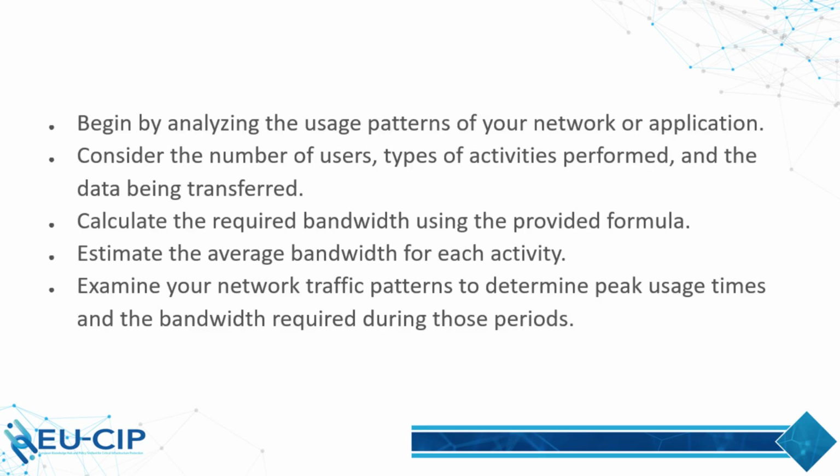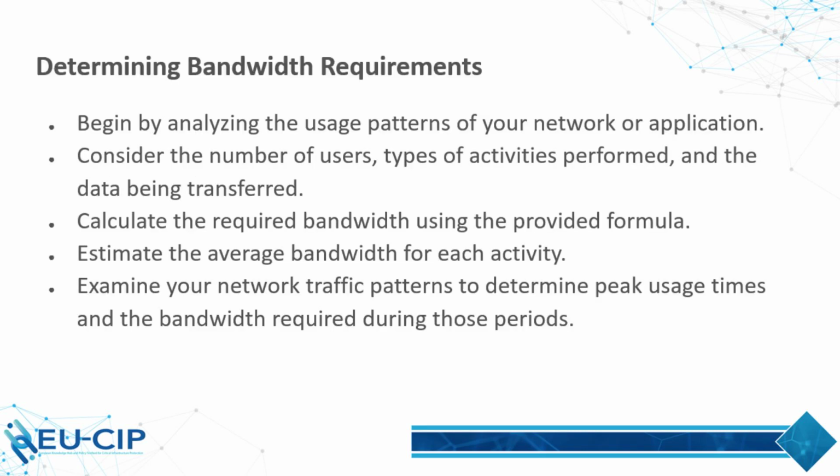To determine bandwidth requirements, the following steps should be undertaken. 1. Usage analysis. Begin by analyzing the usage patterns of your network or application. Consider the number of users, types of activities performed, and the data being transferred. For example, streaming services or video conferencing require higher bandwidth than email or web browsing.